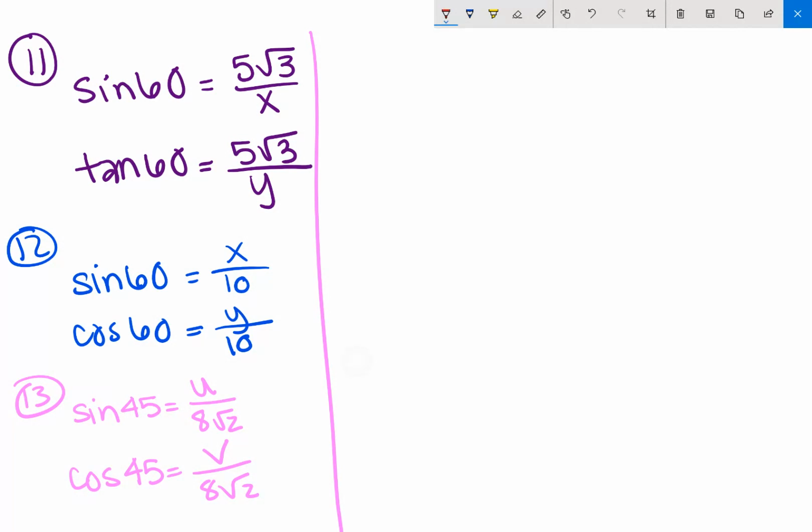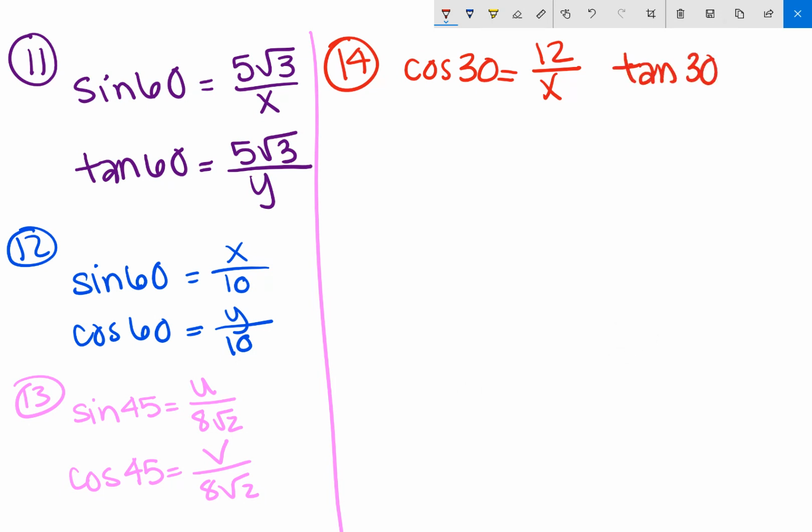For number 14, I'm just trying to get these set up for you because hopefully by now you're able to get most of it. So for 14, to find X, I would use cosine of 30 equals adjacent 12 over hypotenuse X. And then to find Y, I would do tangent of 30. Tangent 30 equals opposite over adjacent. Okay.